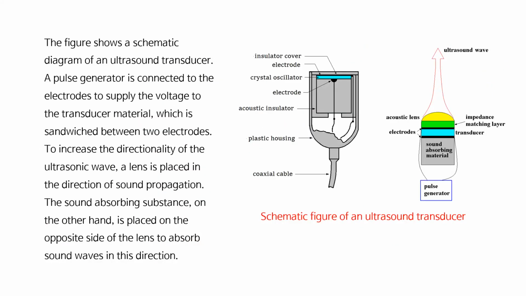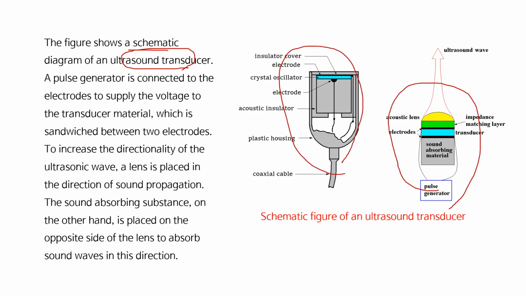The figure shows a schematic diagram of an ultrasonic transducer. A pulse generator is connected to the electrodes to supply the voltage to the transducer material, which is sandwiched between two electrodes.